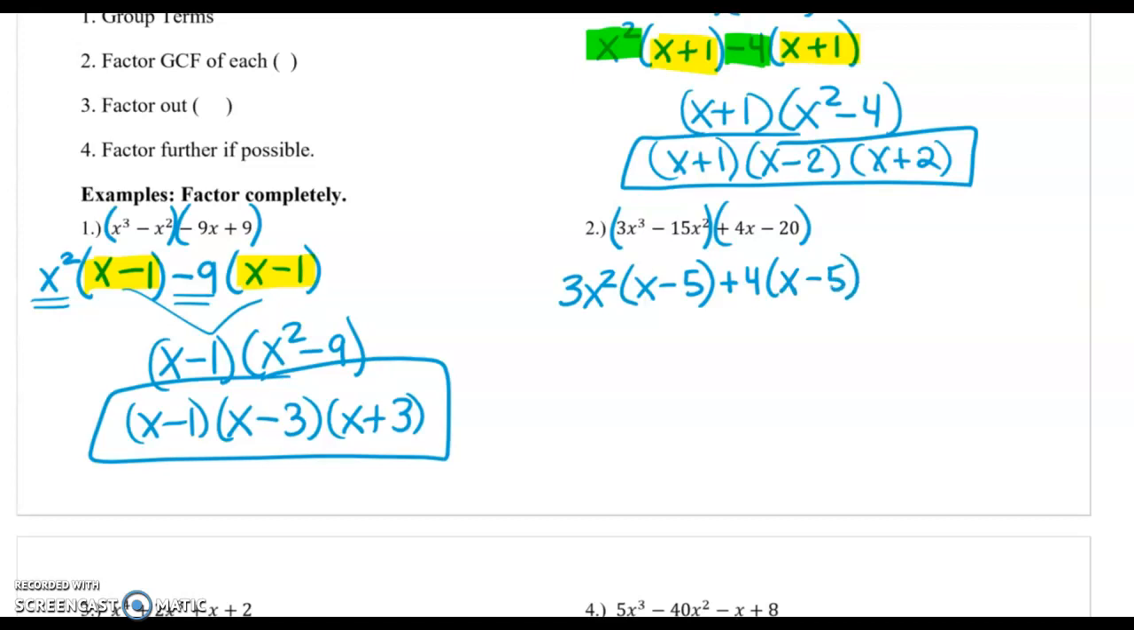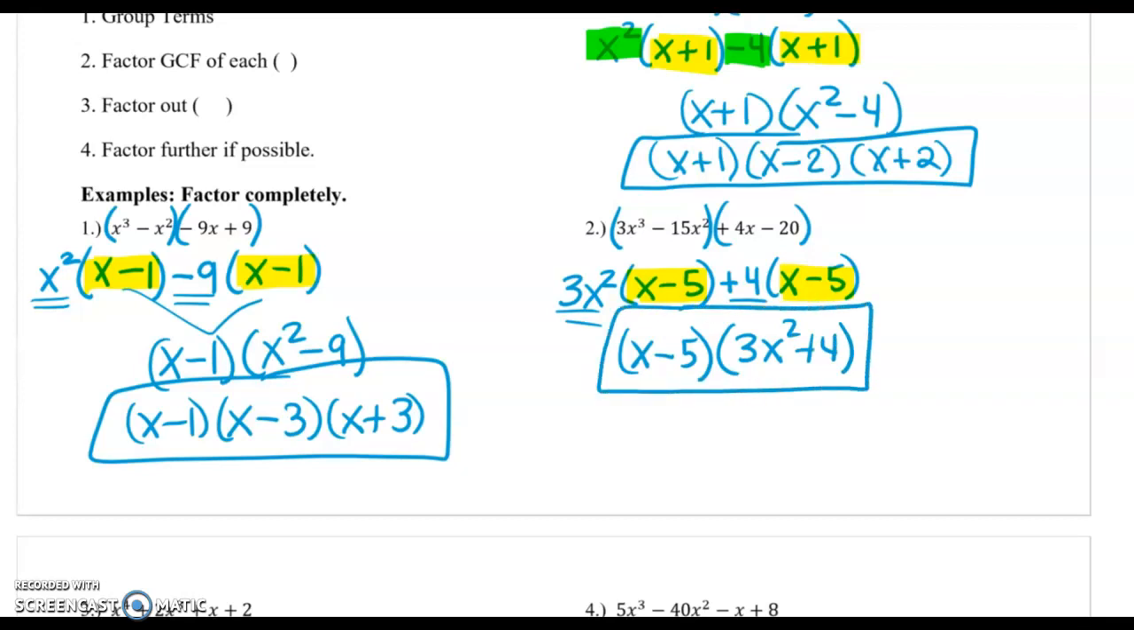Okay, so same thing happens here. We should have the same thing in the parentheses. So x minus 5 is going to be included once in our answer. And then we're going to get the other part from what we took out. So 3x squared plus 4. This one isn't quite as fun because we can't do any difference of squares. Okay, so that would be our final answer.